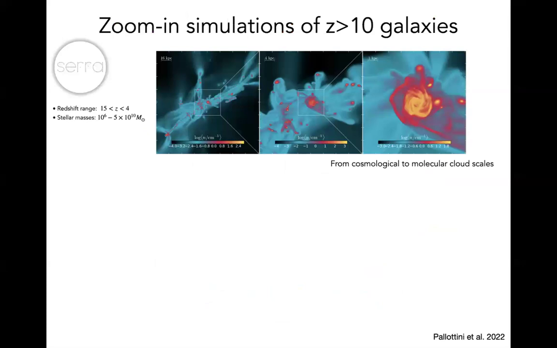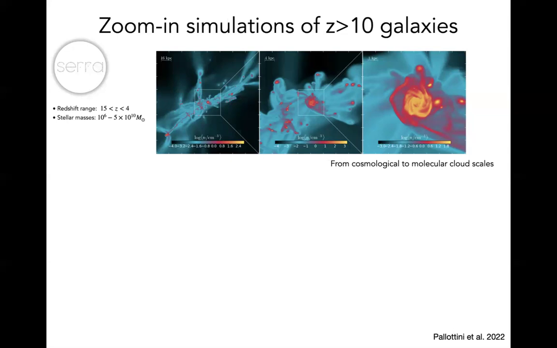So we have this set of simulations in Pisa, which is called SERRA, where we are following star-forming galaxies in this redshift range with stellar masses from 10 to the 6 to a few 10 to the 10 solar masses in stars. And you can see here I'm showing different zooms of one of the galaxies. You can go from, let's call it, cosmological scales down to interstellar medium scales.